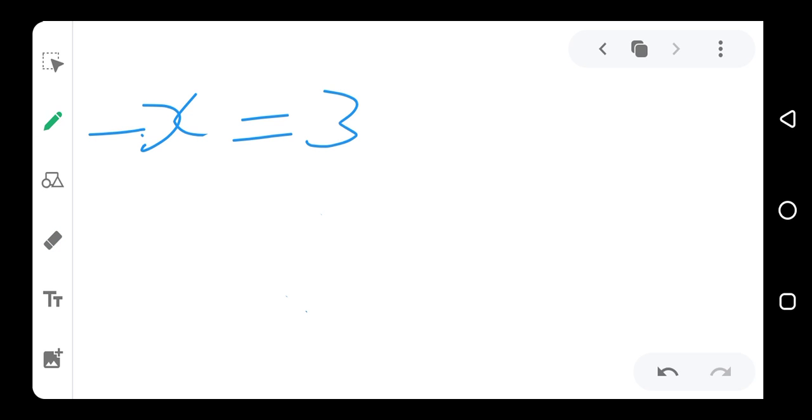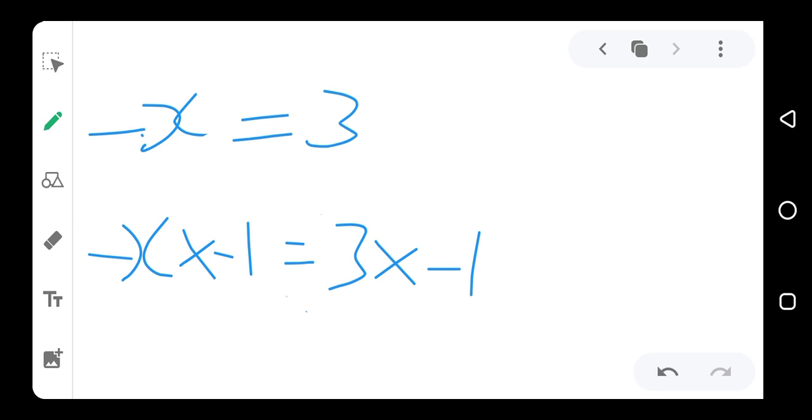So we can also say minus x multiplied by -1 is equal to 3 multiplied by -1. So we have this times this, minus times minus is equal to plus, and x times 1 is equal to x. Then 3 times -1 is equal to -3. So it gives us the same thing.